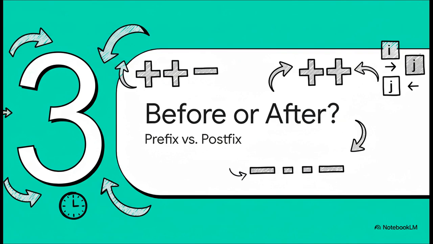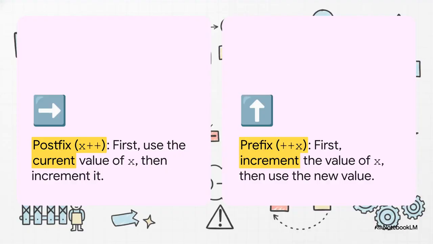And that brings us to one of the most common points of confusion for new C programmers: that subtle but powerful difference between putting the increment and decrement operators before or after a variable. As you can see, the placement of that ++ completely changes when the variable's value gets updated. It's a tiny syntactical detail with huge consequences. Let's see this in action.